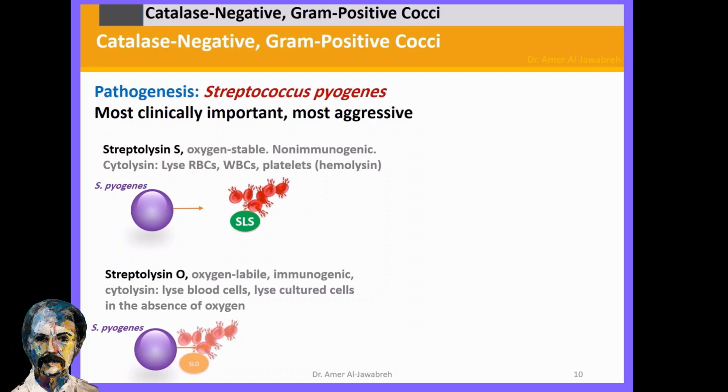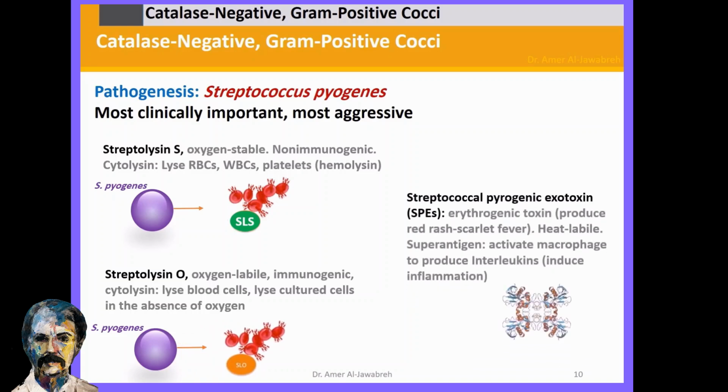This one, streptolysin O, it's immunogenic. It produces antibodies, which means if you can detect these antibodies by serology, then you can say we have this infection. That's why we use this in the lab in a test called ASOT.